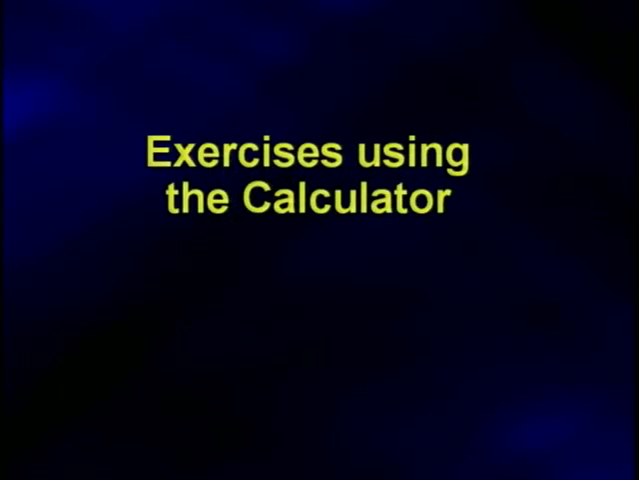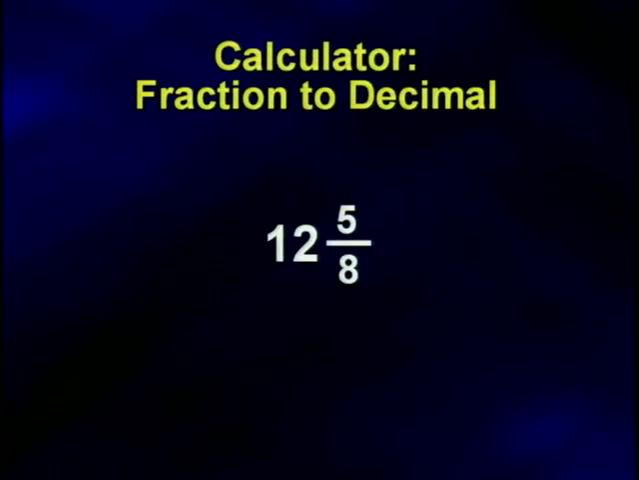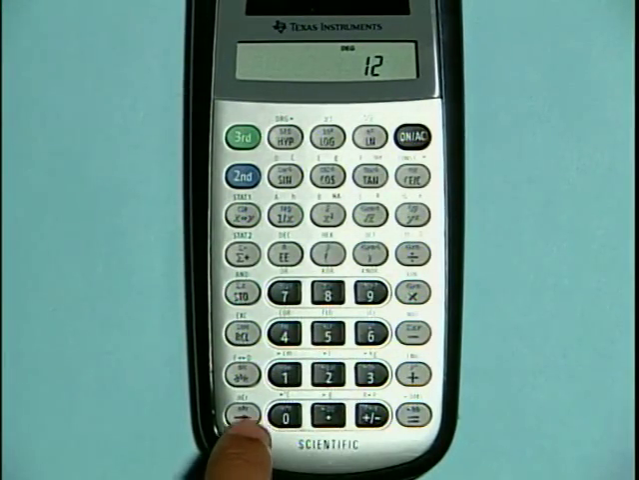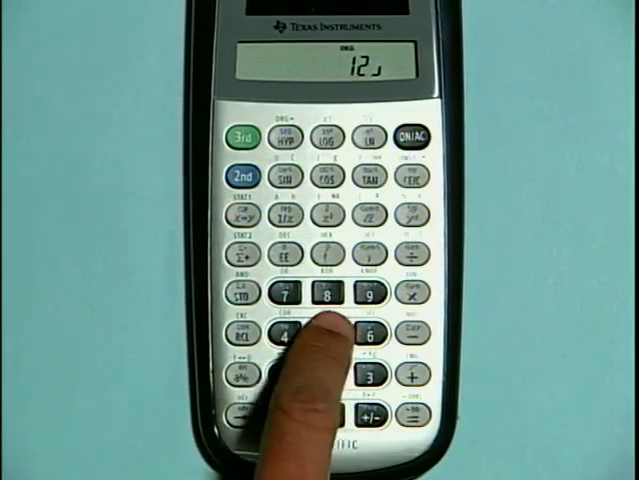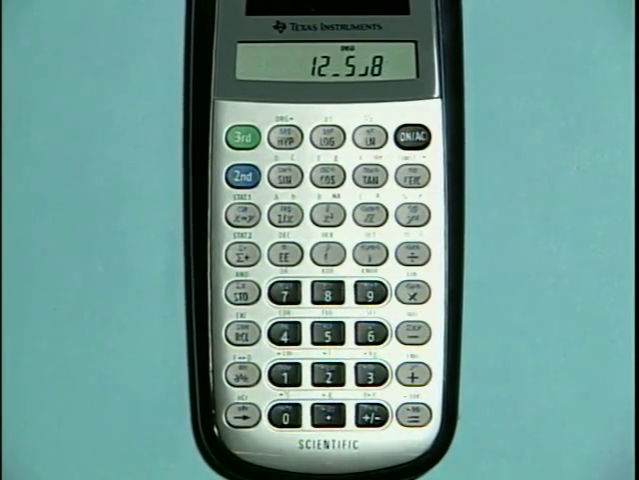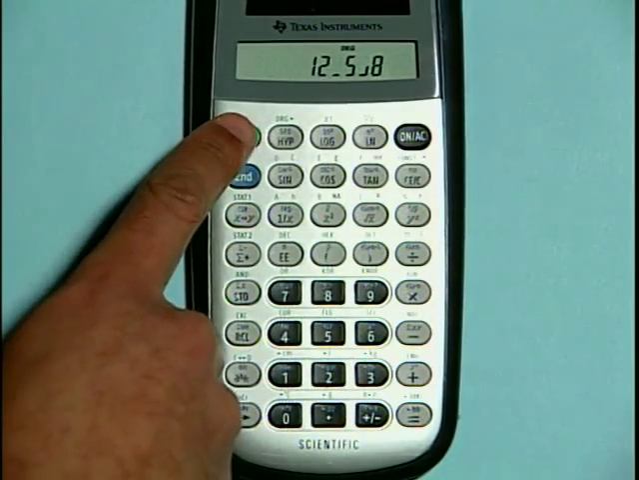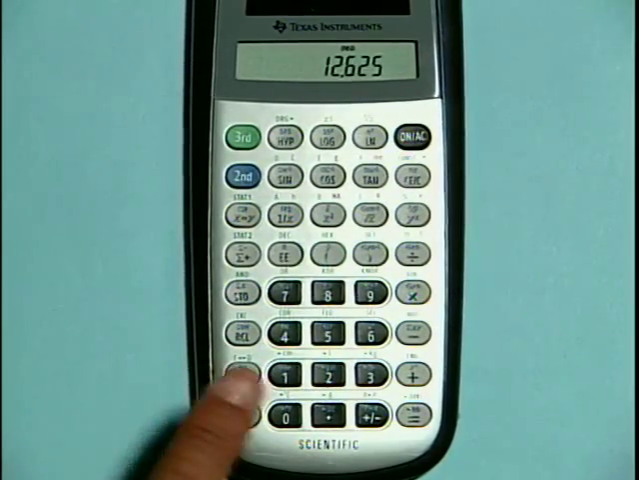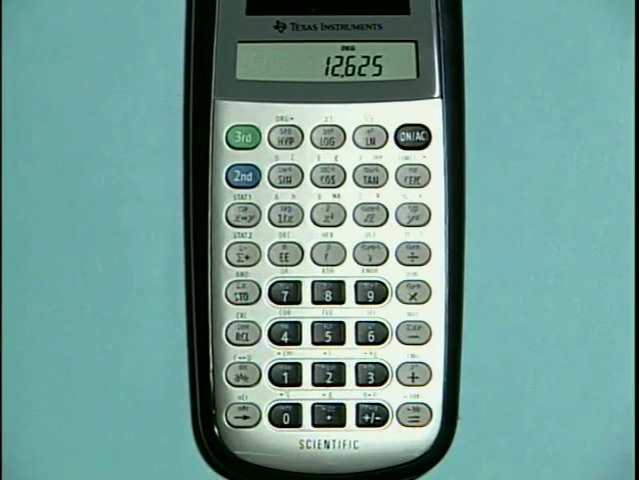So let's do some examples. Let's change the mixed number 12 and 5/8 to a decimal. So I'm going to enter 12 and 5/8 like I would enter any other fraction. 12, the fraction key, 5, the fraction key, and 8. So that's 12 and 5/8, and I want to change that to a decimal. So I'm going to press the third key and press that fraction key to do that fraction to decimal operation. And again, I don't have to press the equal sign. It already gives me the decimal equivalent, which is 12.625.